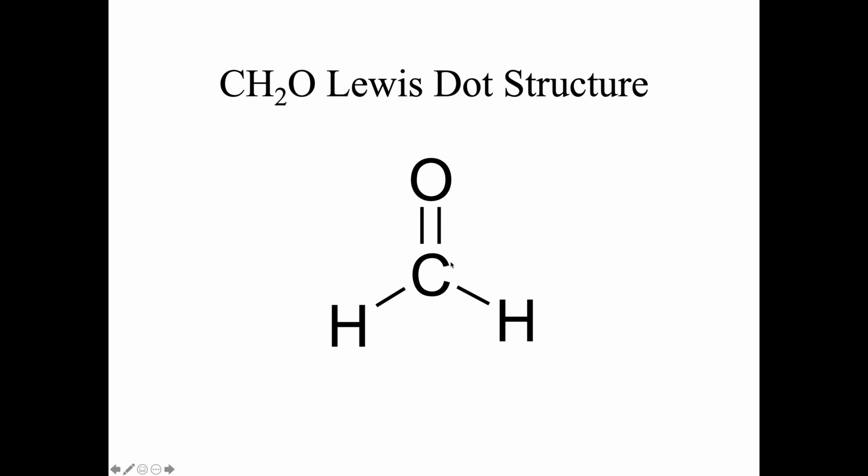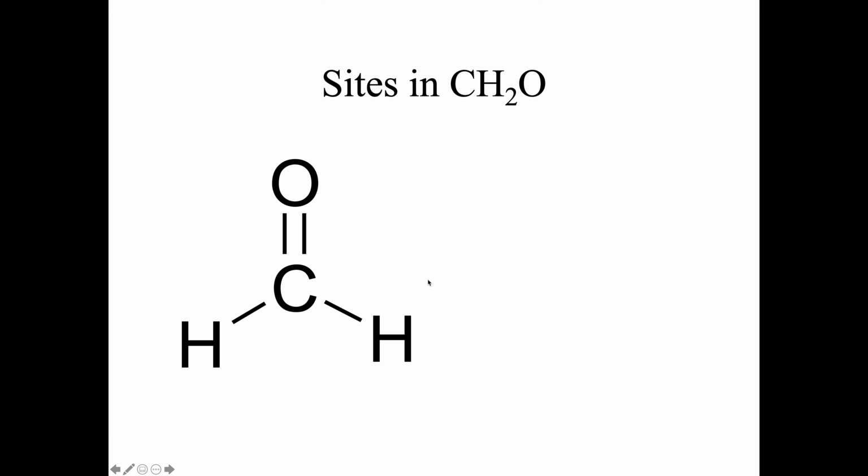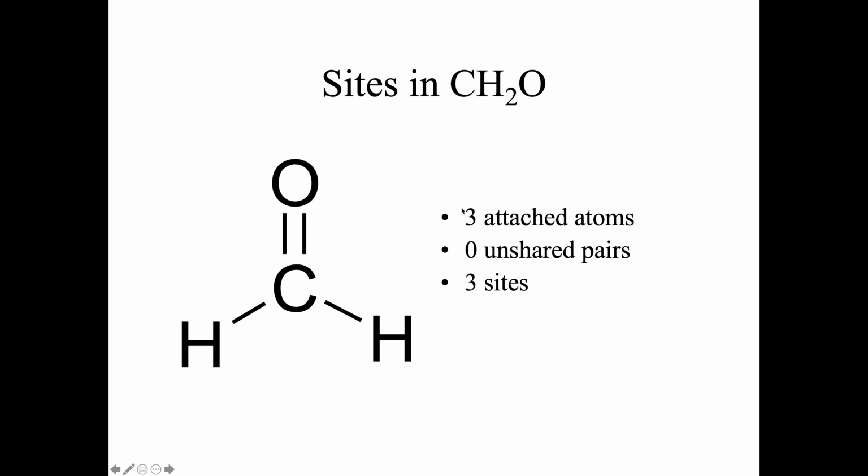All right, this is formaldehyde. We're going to look at the carbon. There were actually unshared pairs on the oxygen, but I didn't want you to focus on that. So this carbon has 1, 2, 3 attached atoms. There are no unshared pairs on the carbon. That means there are a total of 3 sites.